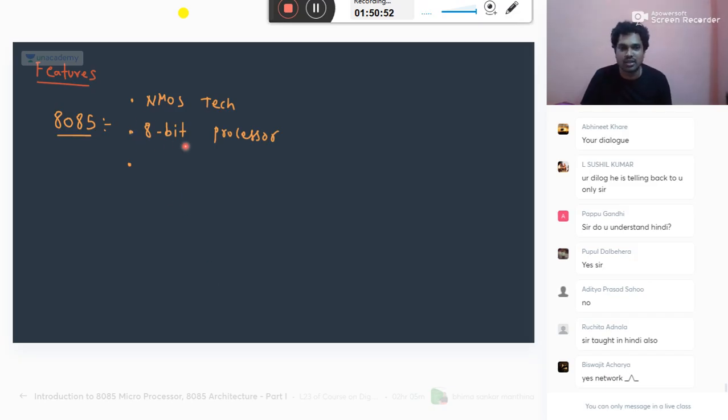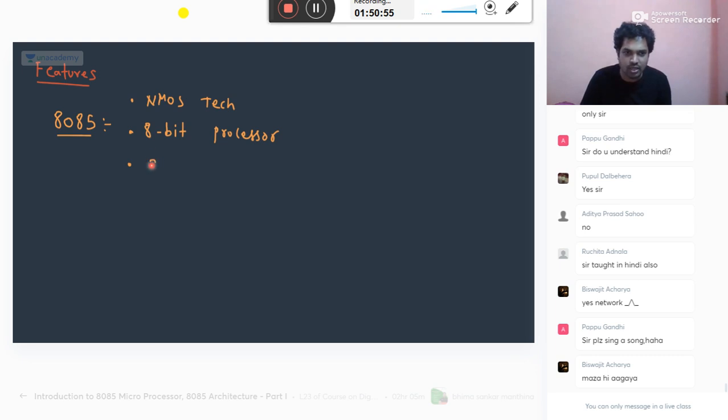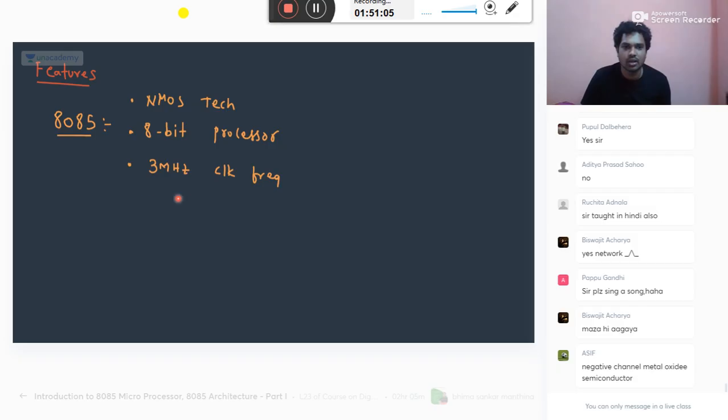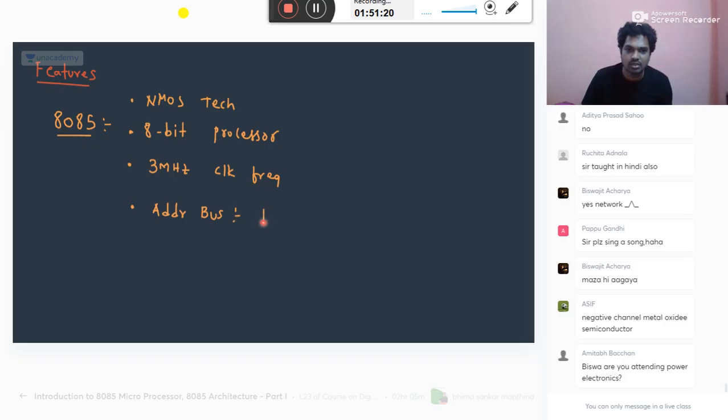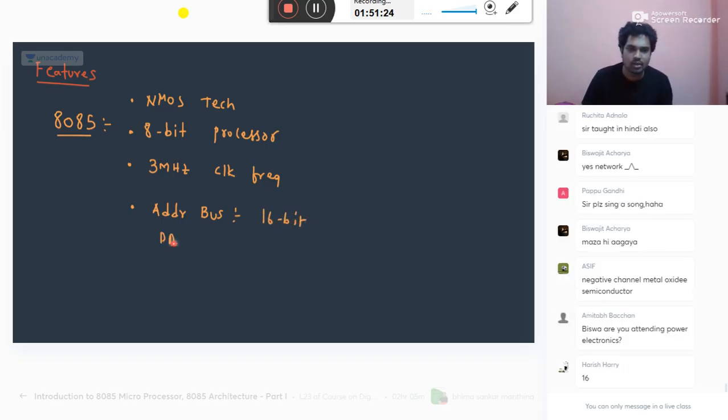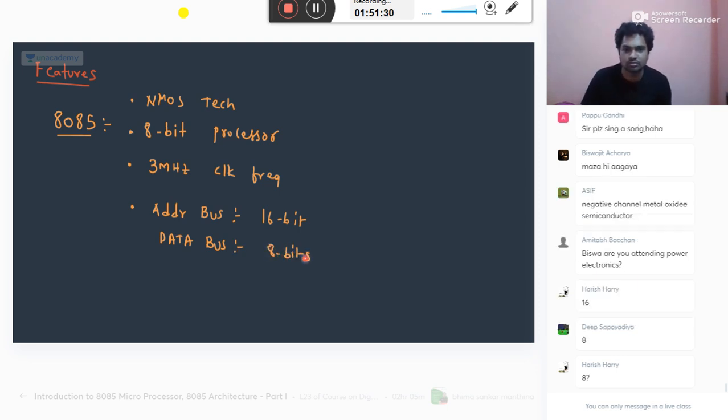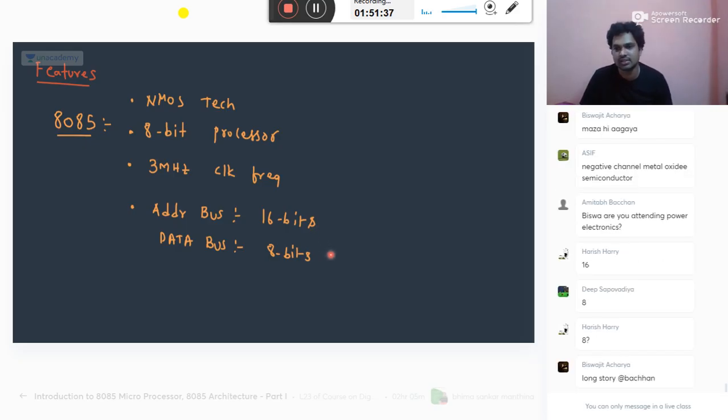It is an 8-bit processor. It is made in NMOS technology, around 3 megahertz. Around 3 megahertz is the clock frequency. And it has an address bus of 16 bits, data bus of 8 bits. Okay, so address is 16, data is 8.